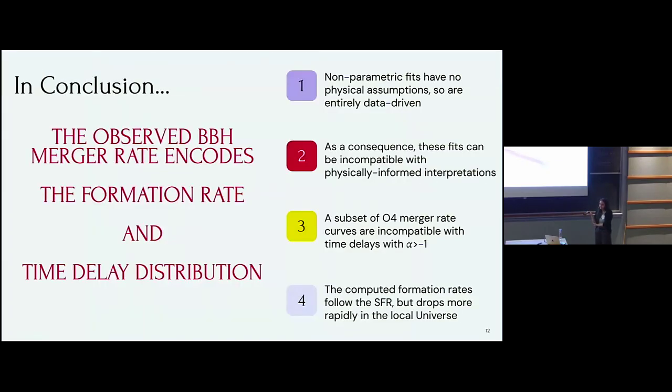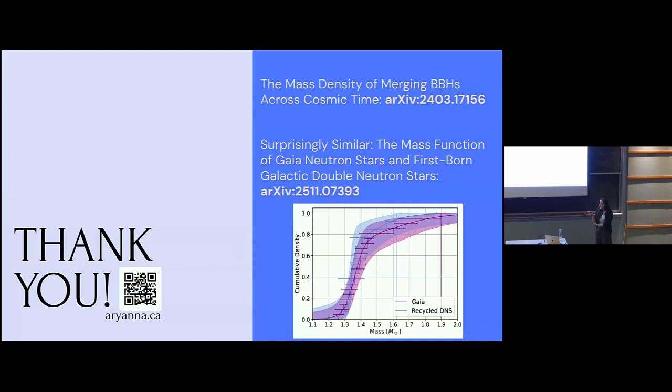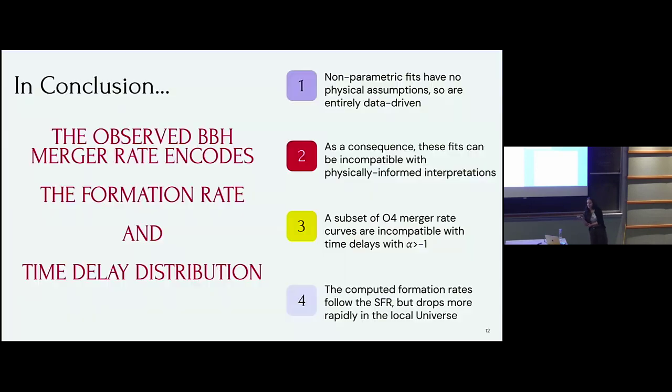So I'll leave my conclusion slide up, but just quickly, because I'm a PhD student, a lot of people here might not know me or are maybe not familiar with my work, so I just want to promote this paper that was put on the archive last week with Maya and Lika and Will Farr, because I know a lot of people in this room are also interested in the Gaia population. So we showed that the mass distribution of the Gaia neutron stars is statistically very similar to the mass distribution of the recycled component in galactic double neutron stars. So check that paper out and talk to me in the coffee break if you're interested in any of this.